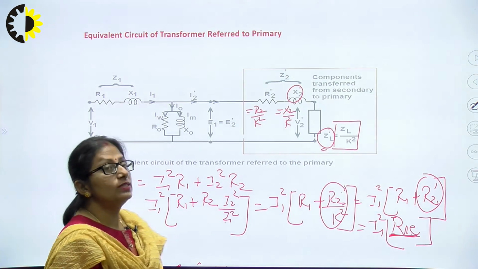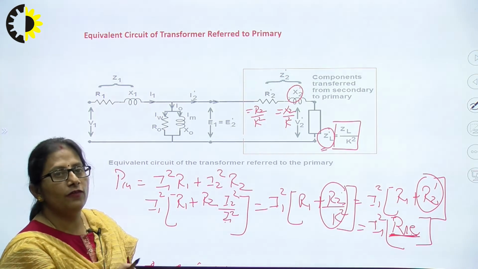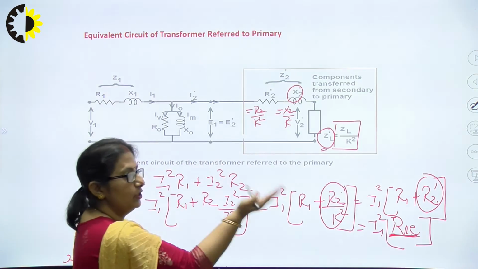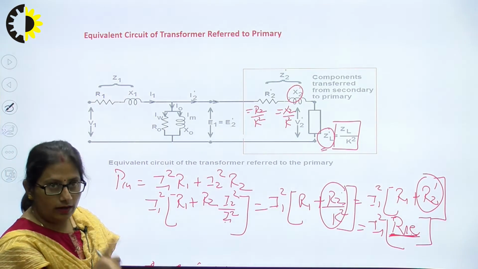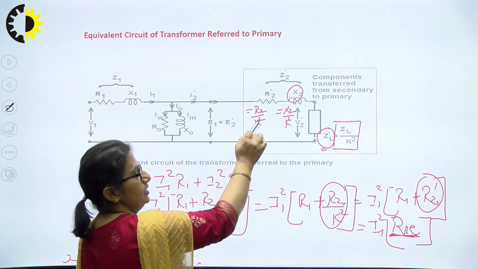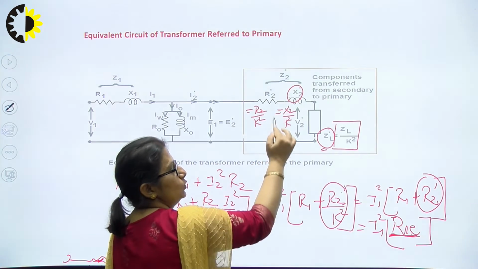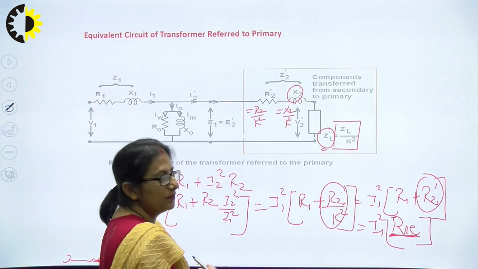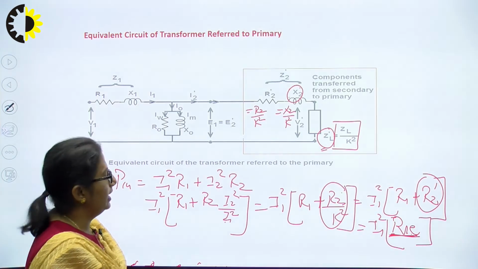That means, all the circuit constants we are referring from the secondary side towards the primary side are getting divided by K square. R2 becomes R2 dash, which is equal to R2 by K square. X2 becomes X2 dash, whose value is equal to X2 by K square. Similarly, ZL becomes ZL dash, equal to ZL by K square.